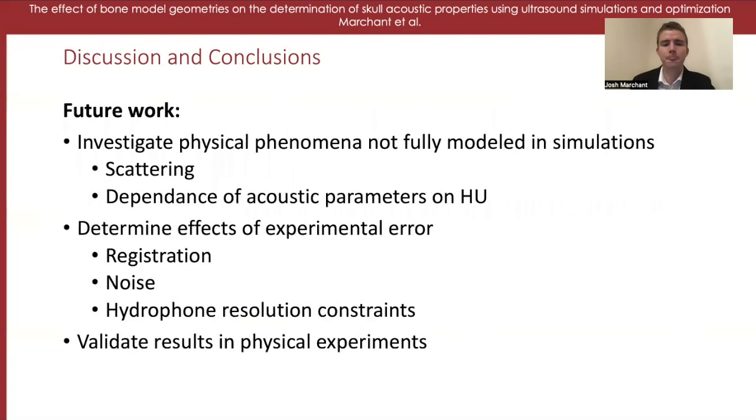and speed of sound. Future work to expand upon these findings may include the investigation of other physical phenomena such as scattering models or a Hounsfield unit-dependent range of acoustic parameters, experiments to identify the effect of other errors such as registration, noise, and scanning resolution, and the validation of the reported results using physical experiments.